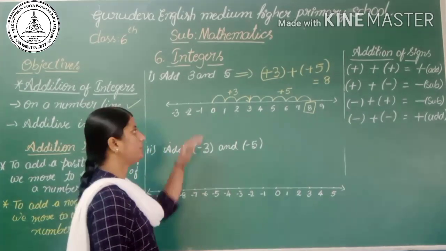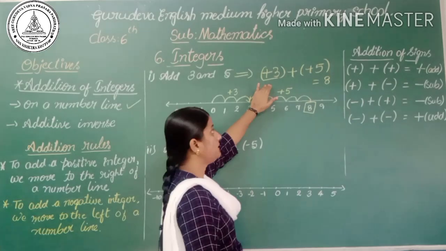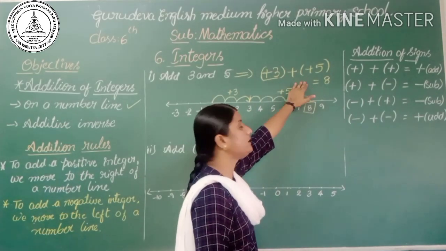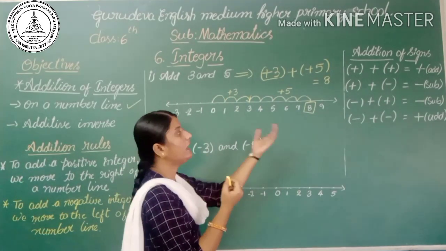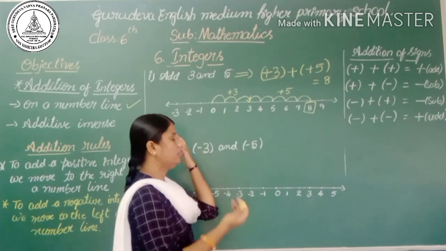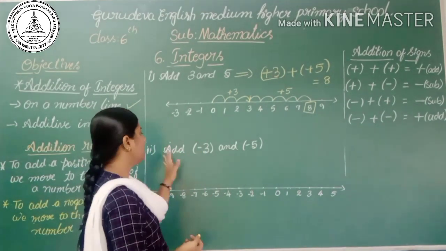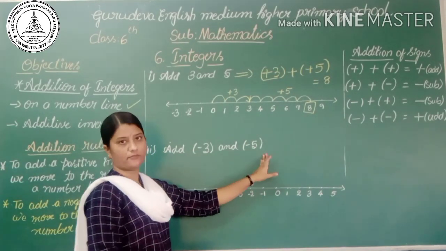Is it clear? So first what we have to do? First mark the given integer, first integer, and next we have to see the next integer. If it is positive, we have to move right of the 0. If it is negative, we have to move left to the number line. Okay. Then the second question is add -3 and -5.